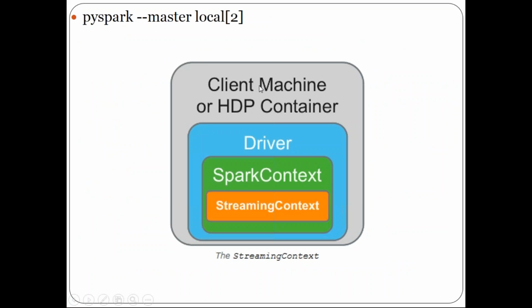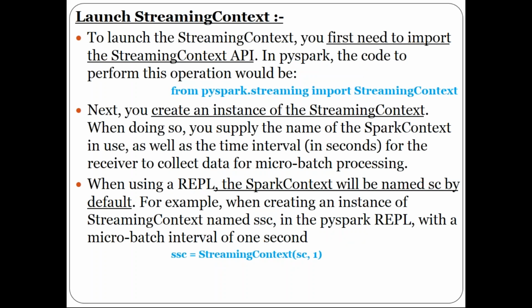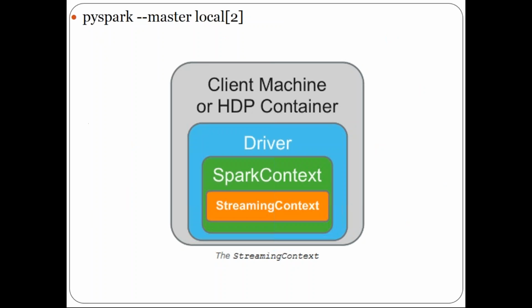If you see here, you have Spark context. In that you have streaming context. You have a driver. Now, if you see here, PySpark master local 2. Why did I give 2 there? It says I want 2 drivers. I want a virtual CPU to be launched for each driver, or for each thread, I can say.